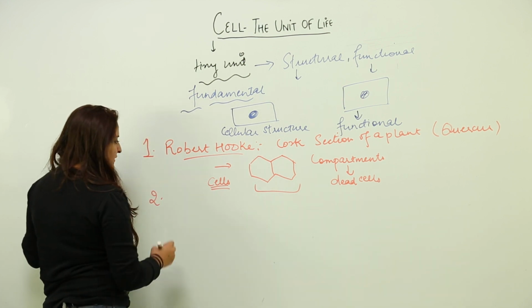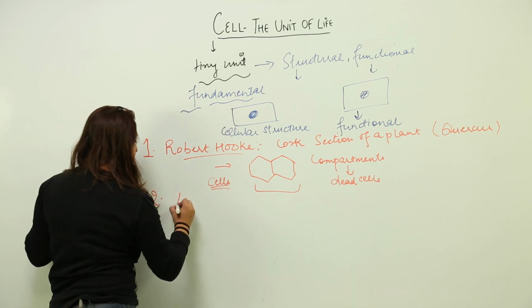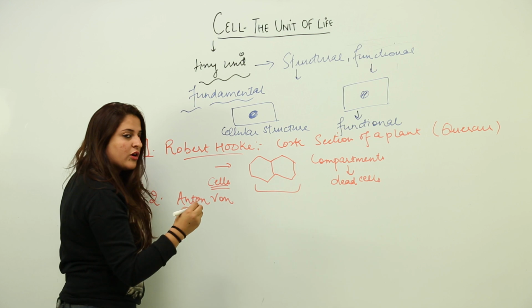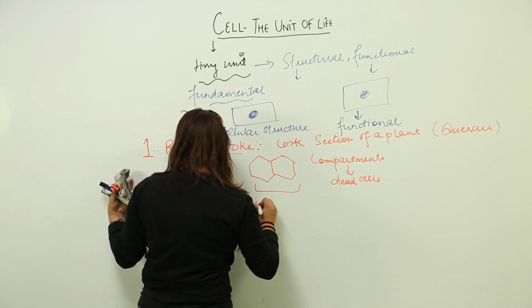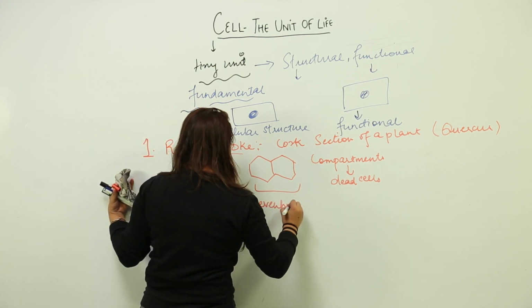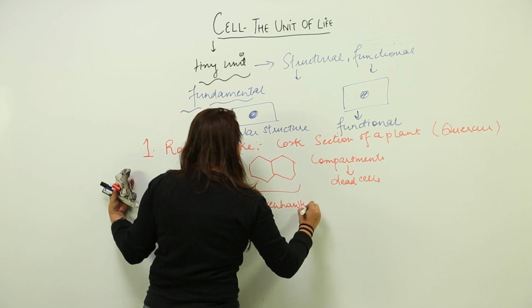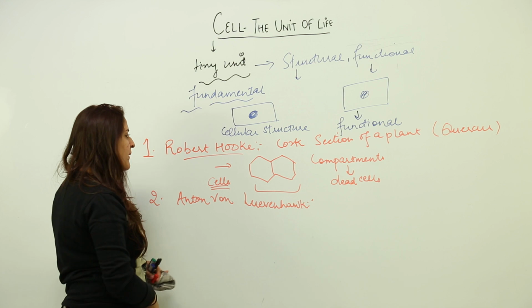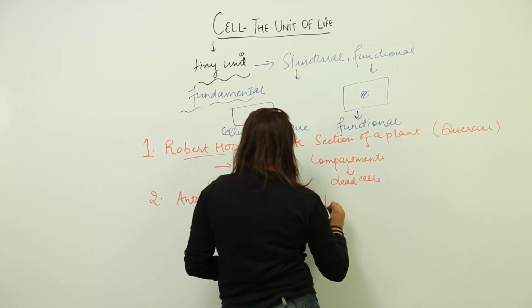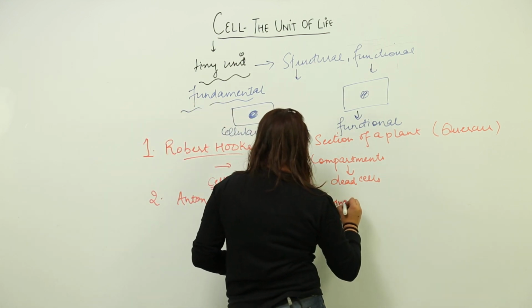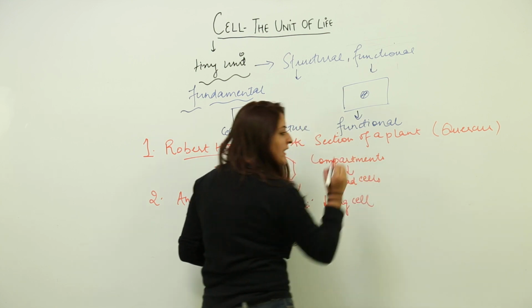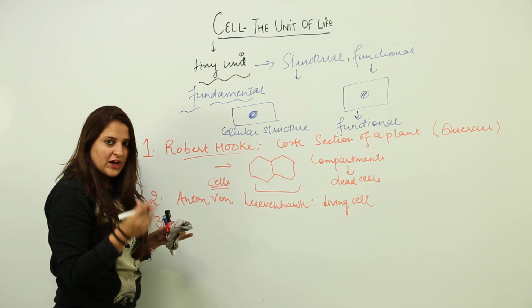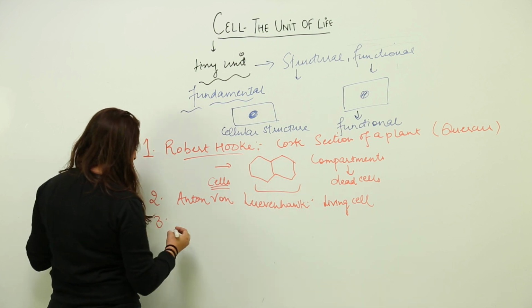The second scientist who observed a living cell was Anton von Leeuwenhoek. He actually observed a living cell which was the same in structure as observed by Robert Hooke. Then many more observations were made by various other scientists.